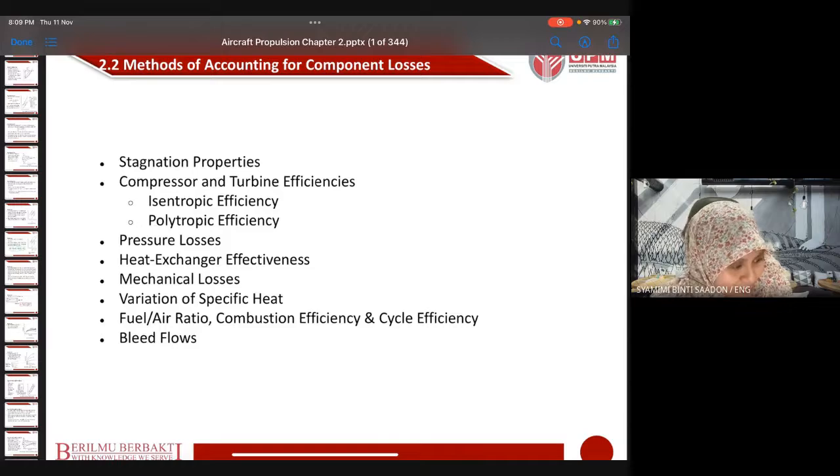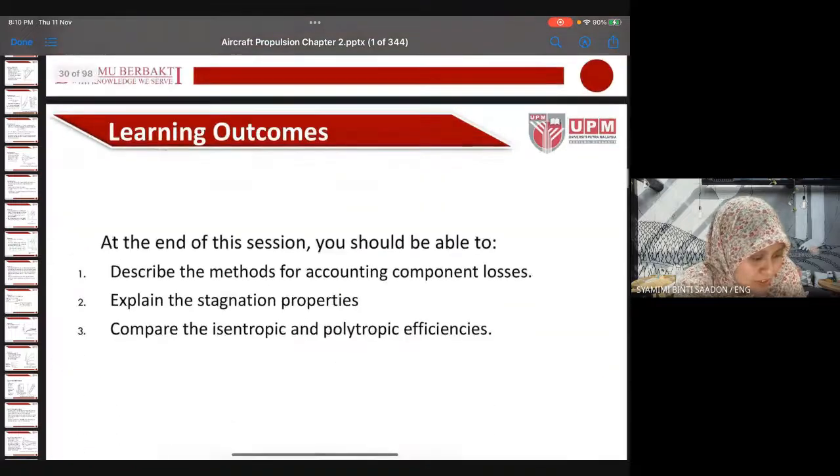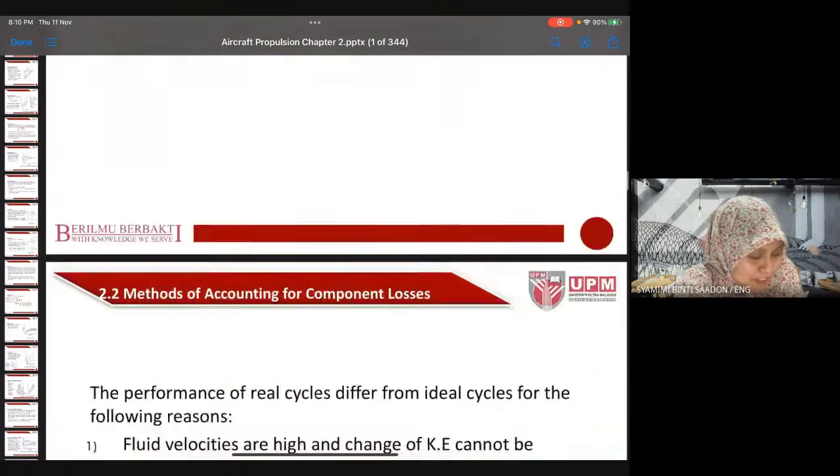Okay, so we continue. I don't expect to finish all of this subtopic tonight, but we can continue a bit more. Compressor and turbine efficiency, about the compressor and turbine: isentropic efficiency and polytropic efficiency.